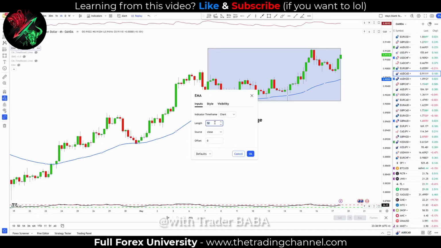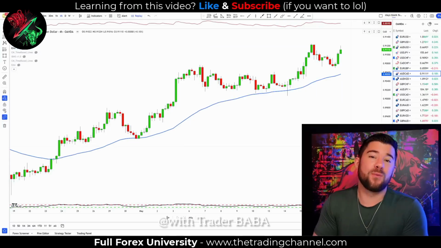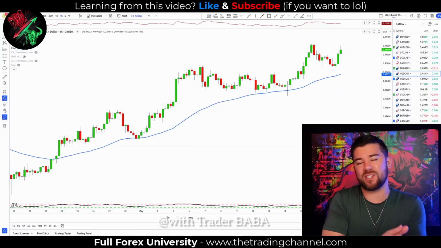But if I wanted to look at a 20 period moving average, I would just change the length from 50 to 20, and that would change the moving average on the chart. But with this being the 50 period moving average, all that means is that the price of the 50 EMA at the moment being 0.9055 is the average of the last 50 candles we can see in our box closing prices. And the exact same thing applies to any length or period you place in this box. So hopefully that gives you a clear understanding of what moving averages are.